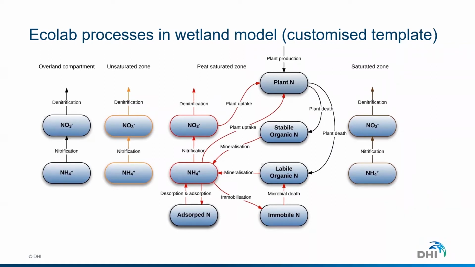Then within the wetland, we have this peat saturated zone area where we actually have introduced a number of different processes, including a very simple plant growth model. And there are some things we're leaving out. We're not looking at what's happening in the carbon cycle. We're not looking at what's happening with oxygen. This is just to see how far we can get with a relatively simple description.